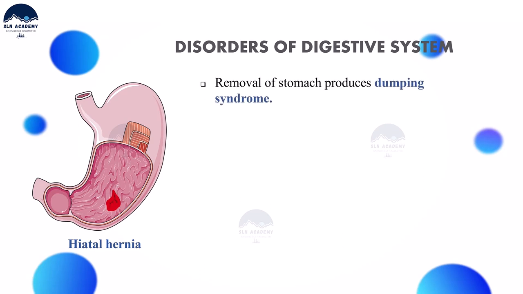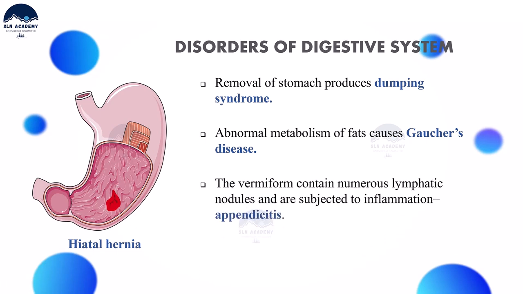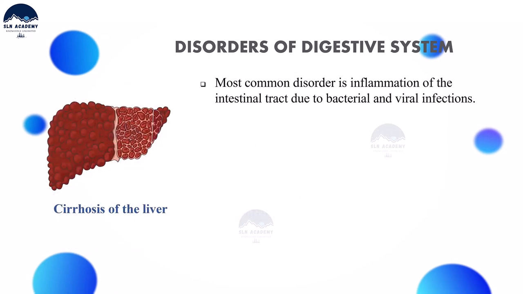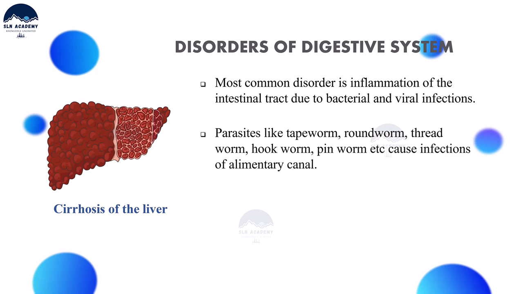Removal of all or part of the stomach produces dumping syndrome. Abnormal metabolism of fats causes Gaucher's disease. The vermiform appendix contains numerous lymphatic nodules and is subject to inflammation, which is called appendicitis. The most common disorder is inflammation of the intestinal tract due to bacterial and viral infections. Parasites like tapeworm, roundworm, threadworm, hookworm, pinworm, etc. cause infections of the alimentary canal.